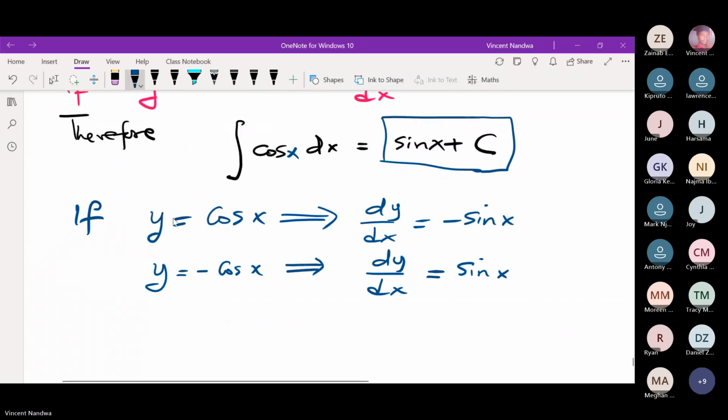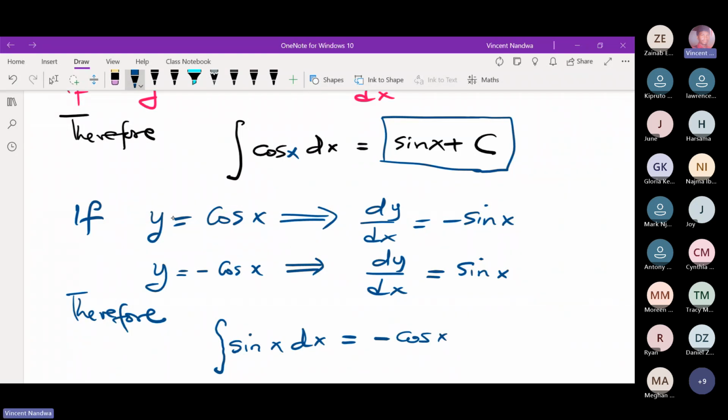So the integral of sine of x dx will be which function? A function whose derivative is sine x is negative cos x. So this is negative cos x plus c.